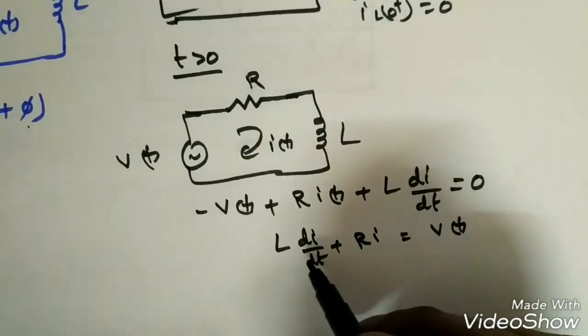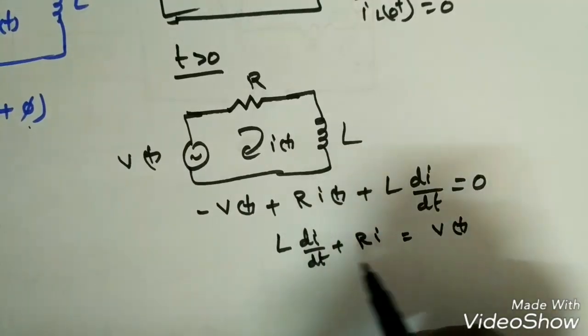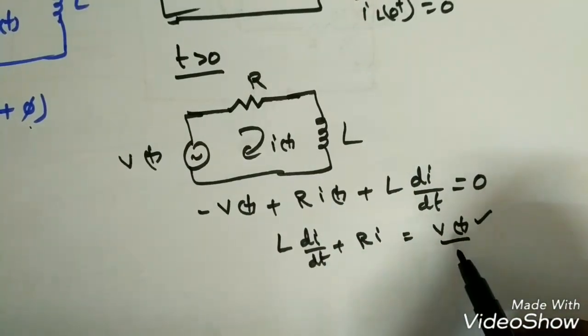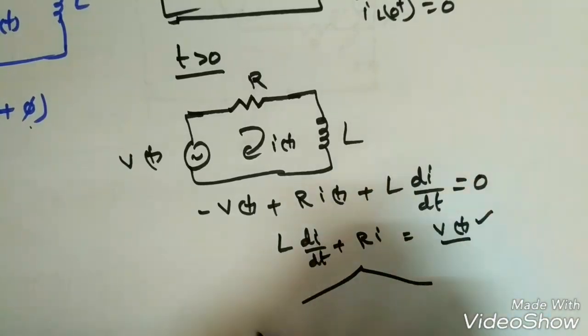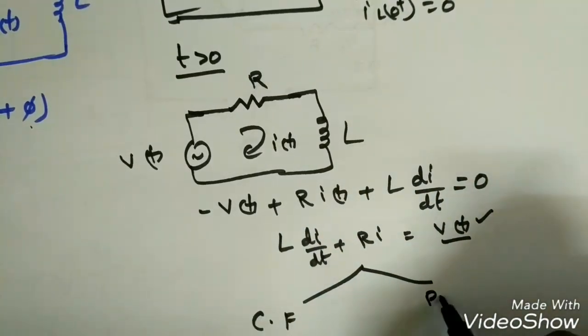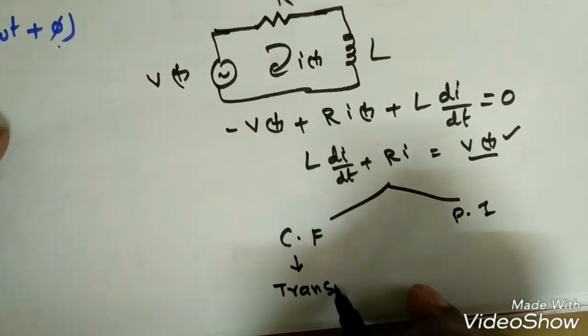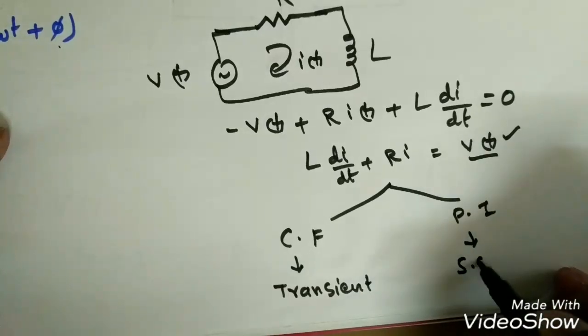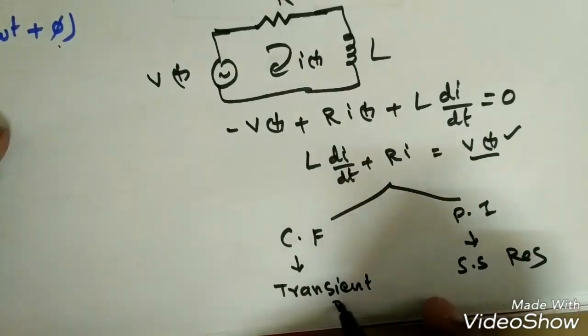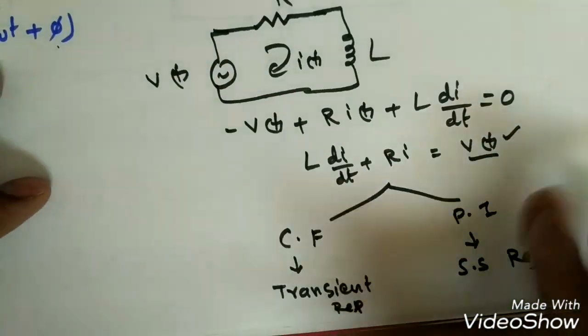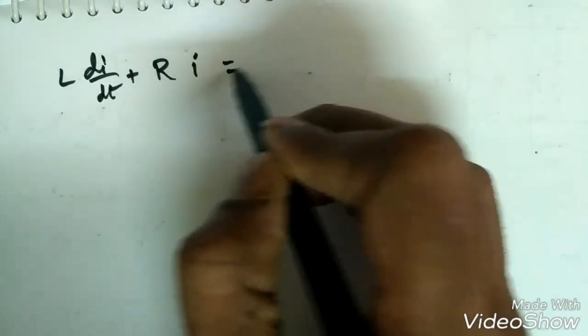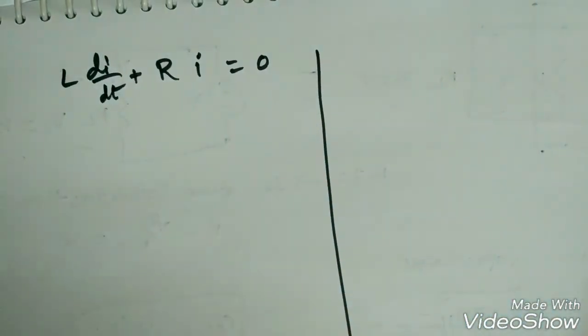It is again a first order differential equation, where V of t is some function of t. So again we get two solutions, the complementary function and the particular integral. The complementary function is the transient response, and the particular integral is the steady state response. We will find both. For the transient response, I will take L di by dt plus R into I equal to 0.